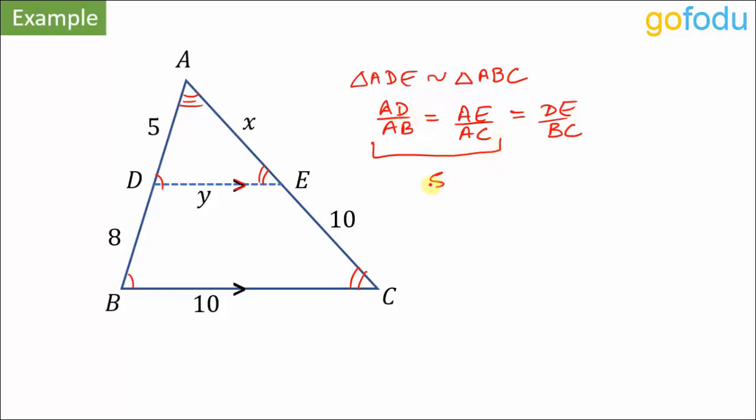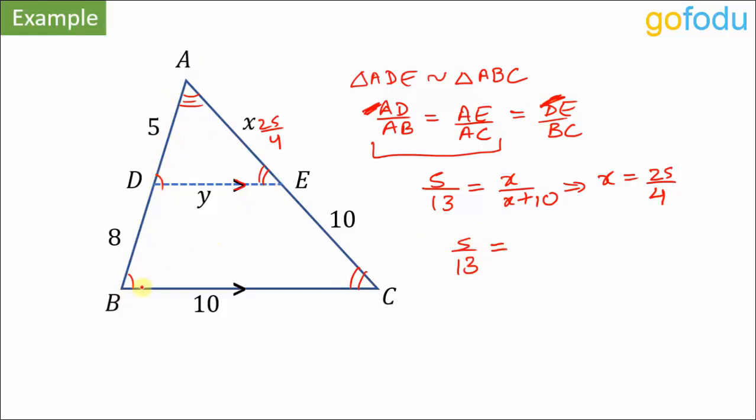AD we know is 5 and AB is 5 plus 8, 13. This is equal to x upon x plus 10. This will give us x as 25 upon 4. So x is 25 upon 4. Now taking this part, AD upon AB is equal to DE upon BC. AD upon AB is 5 upon 13, equal to DE upon BC, that is y upon 10. That means y will be equal to 50 upon 13.